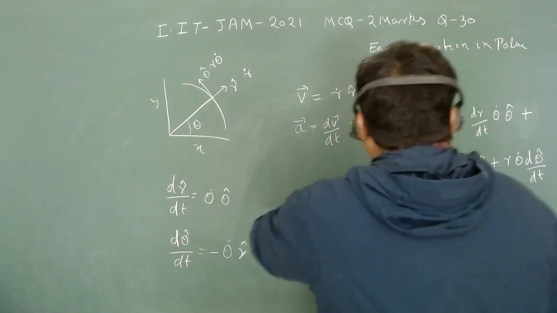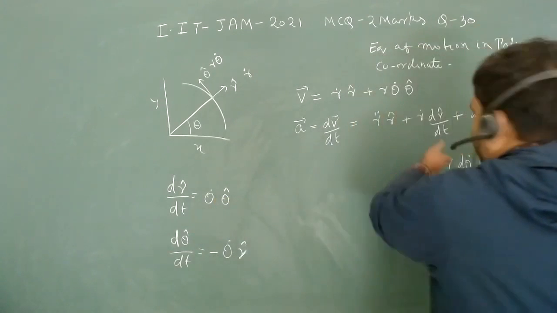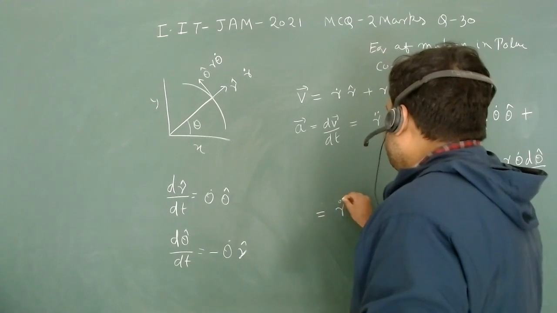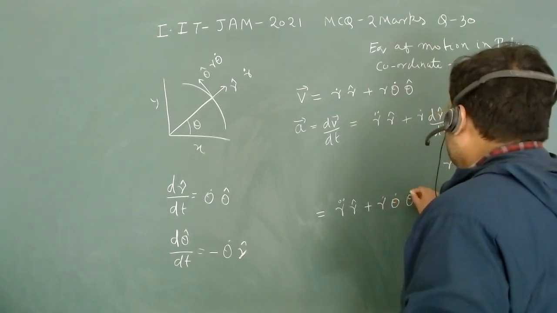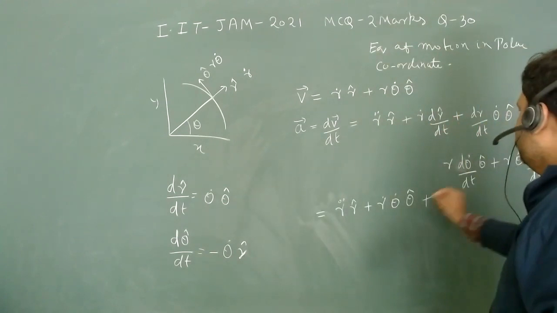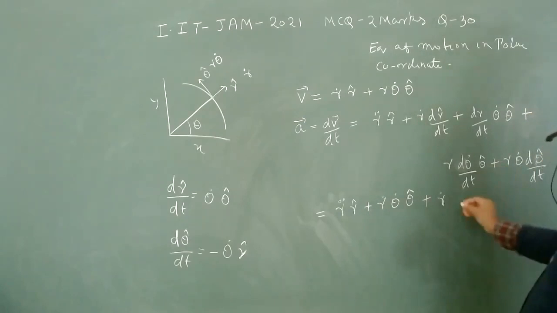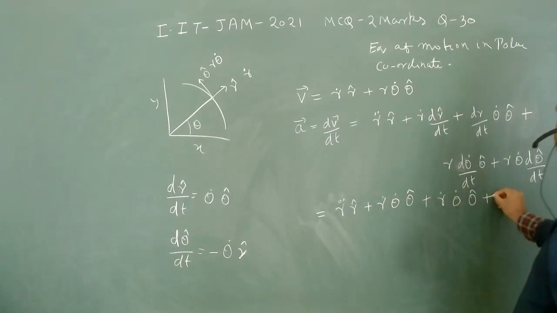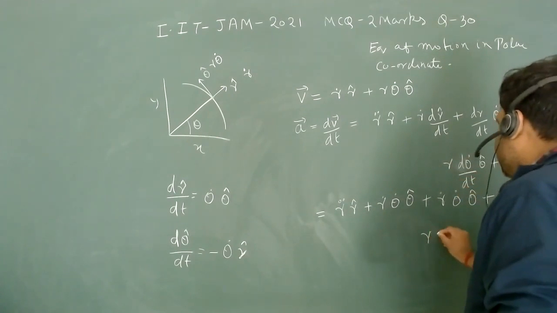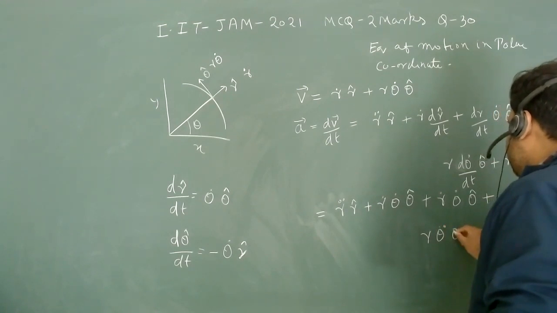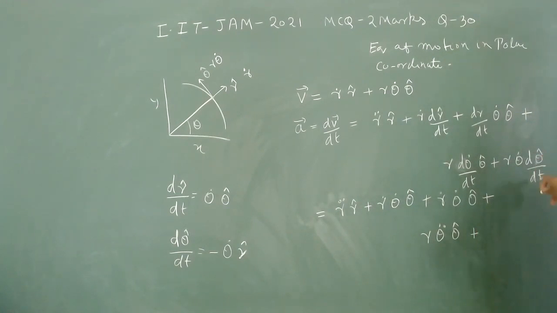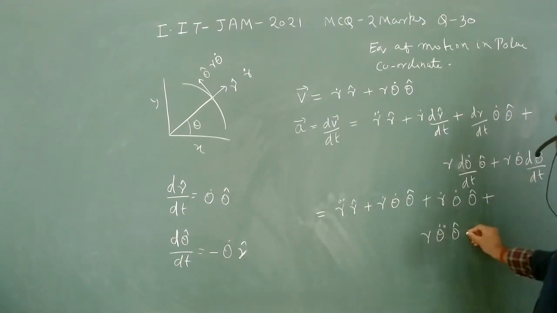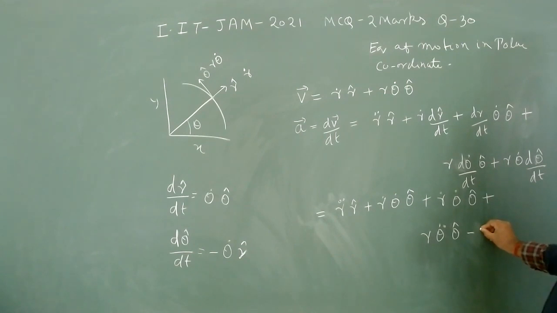Now we know what dr cap upon dt is, so we can easily put that, theta dot theta cap, here. So I can write this whole thing as r double dot r cap plus r dot theta dot theta cap, where I am replacing dr cap upon dt. This will again be r dot theta dot theta cap, plus this term is r theta double dot theta cap. And the next thing is d theta cap upon dt, which is minus theta dot r cap. So this will be minus r theta dot square r cap.